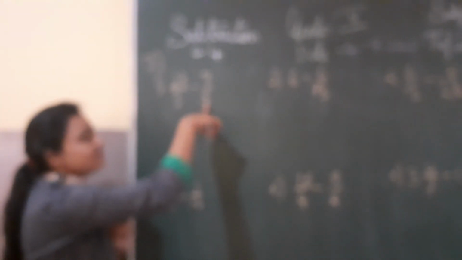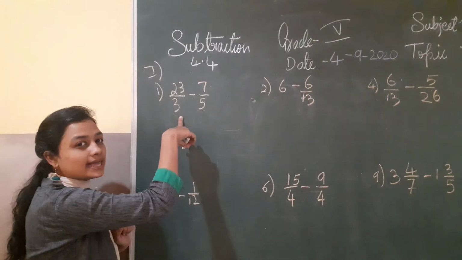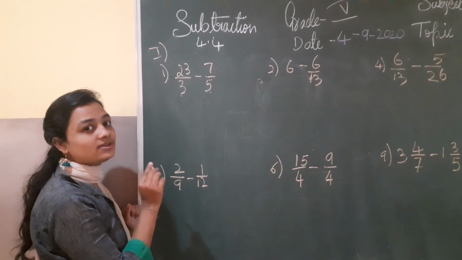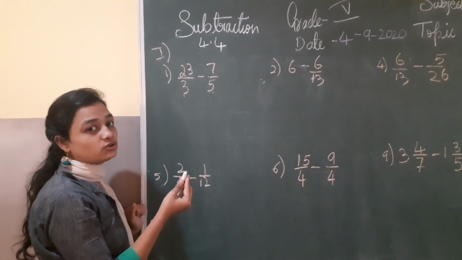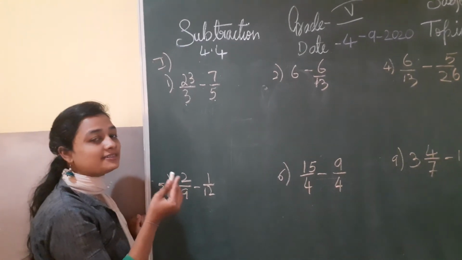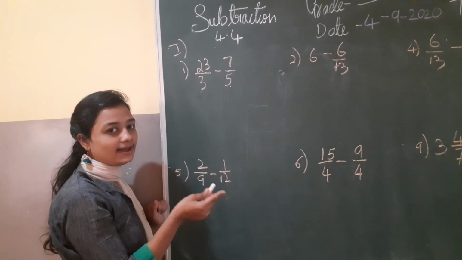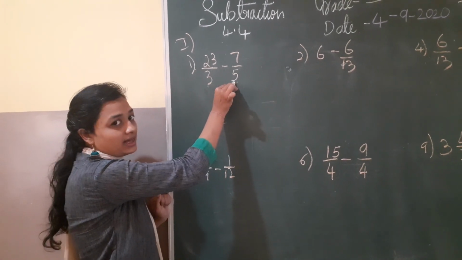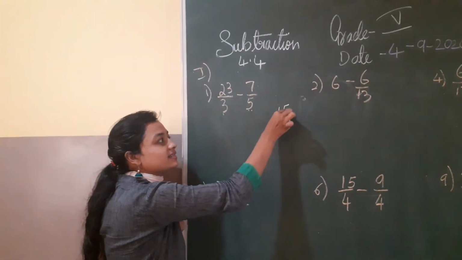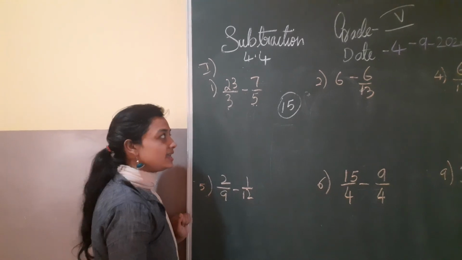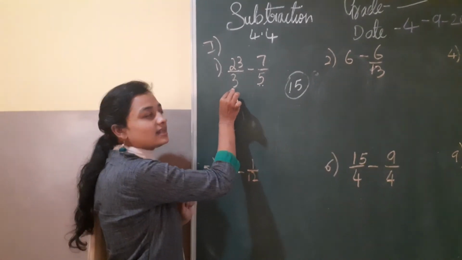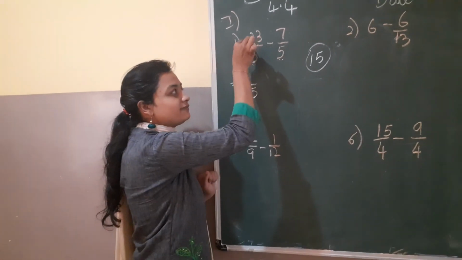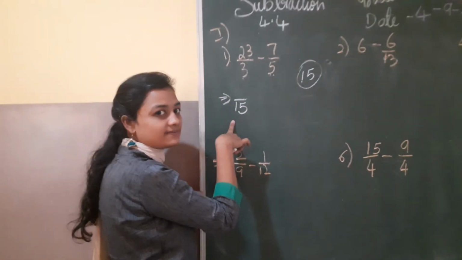I have different denominators, so it is an unlike fraction. I can't subtract this if I have different denominators. So I should convert them into having the same denominator. For that I should take the LCM. So what is the LCM of 3 and 5? It is 15. So I have to convert this to having denominator 15. So how will I convert the fraction to having denominator 15?